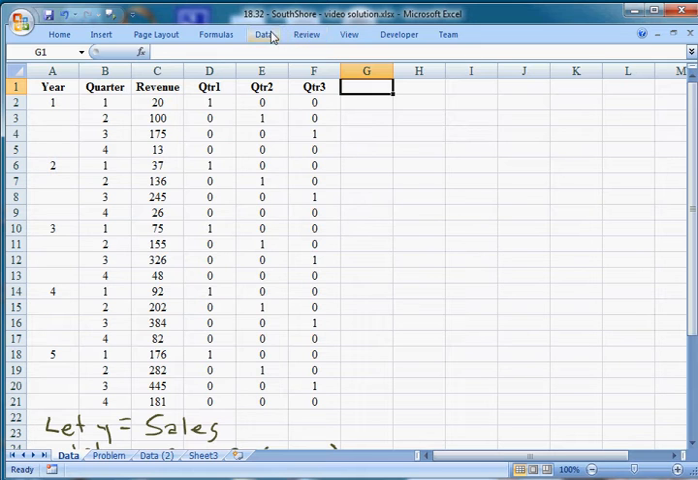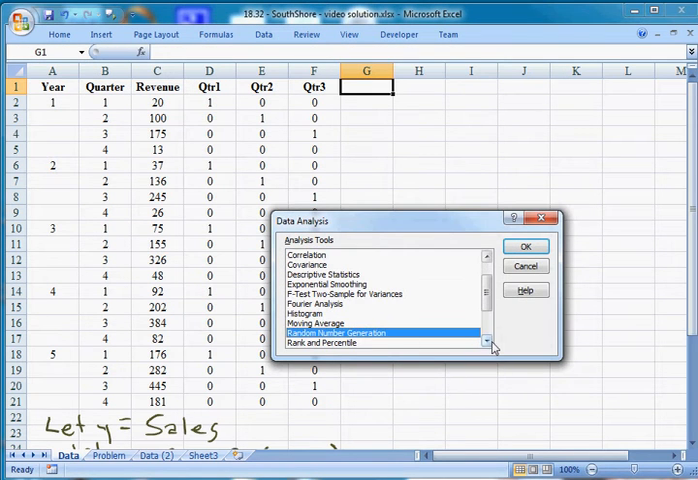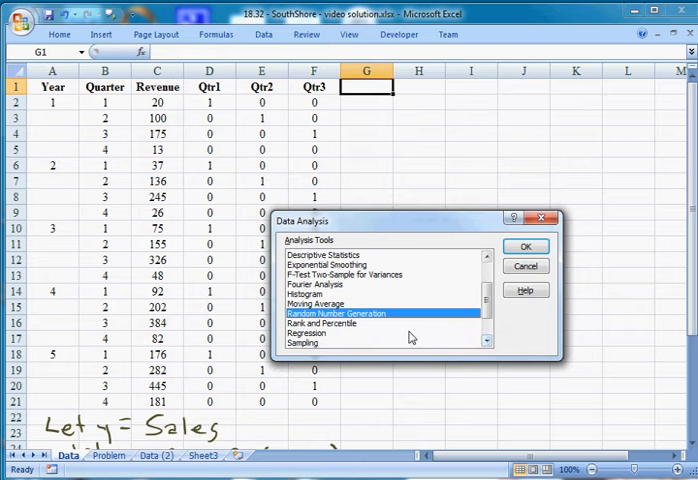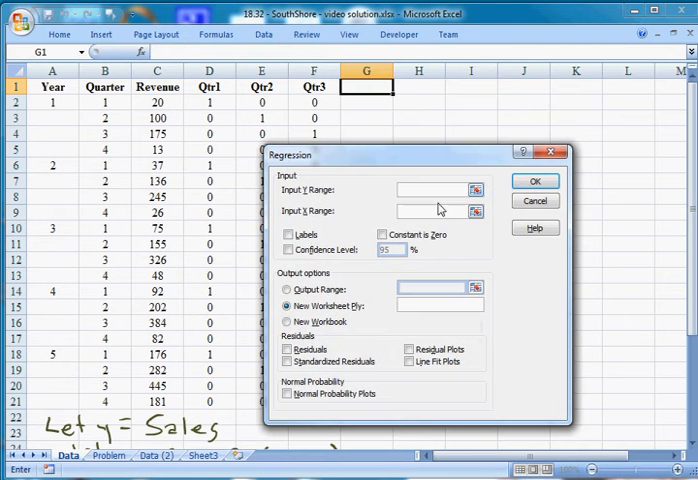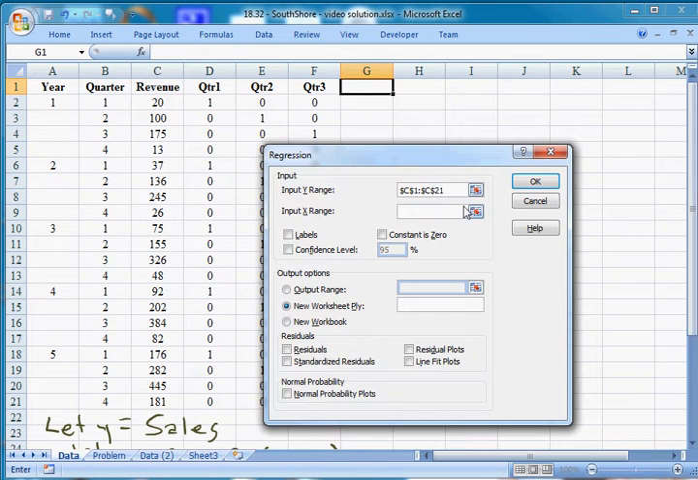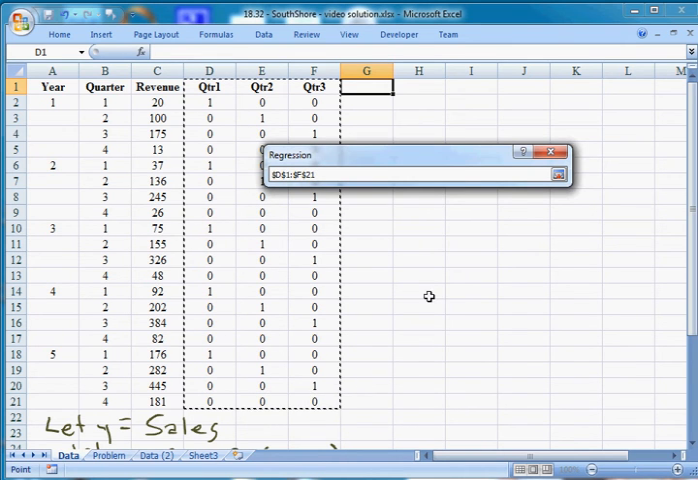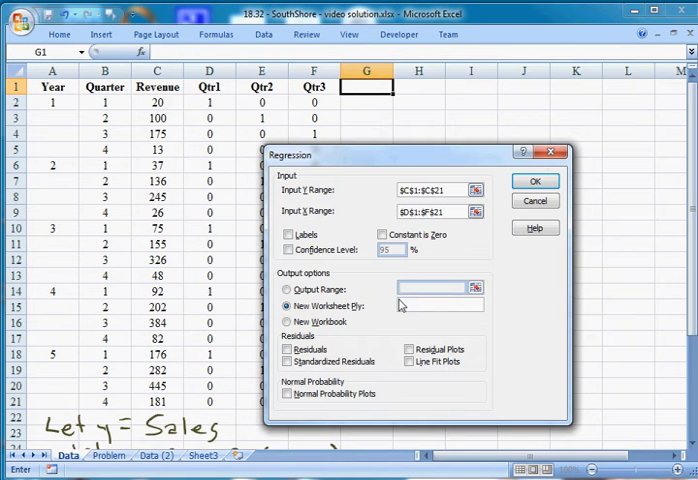So we want to go to the Data tab, click Data Analysis, and choose Regression. Now our input, our Y, is going to be revenue, because that's not sales. I said sales, it's revenue. Sorry, my model is not technically correct, but it will work just fine. We included the label, so we want to check that.